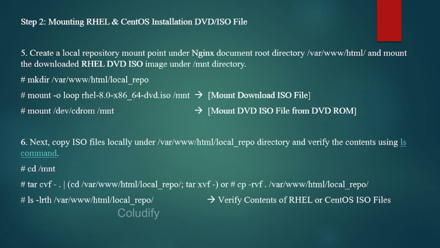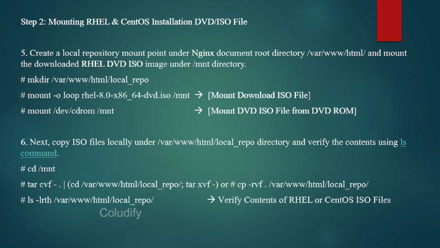So create a local repository mount point under the Nginx document root directory. What is the root directory of Nginx? That is /var/www/html, and mount the downloaded RHEL DVD ISO image under the /mnt directory. So first we create one directory, local_repo, with the help of the mkdir command: mkdir /var/www/html/local_repo.